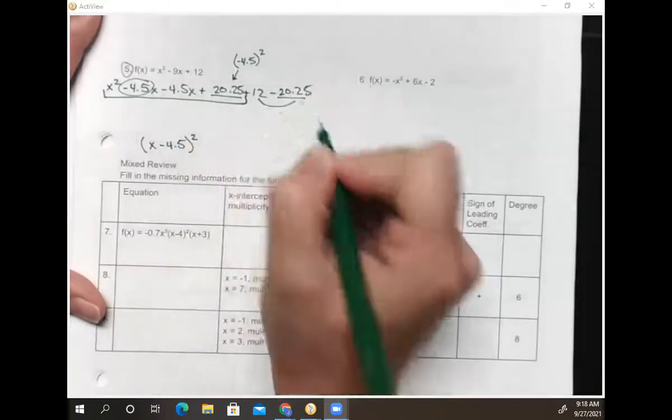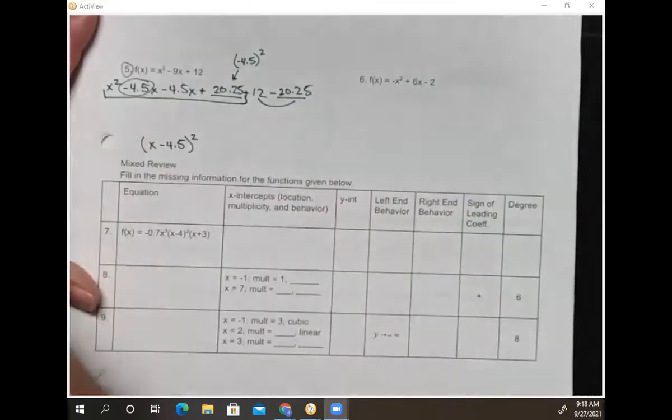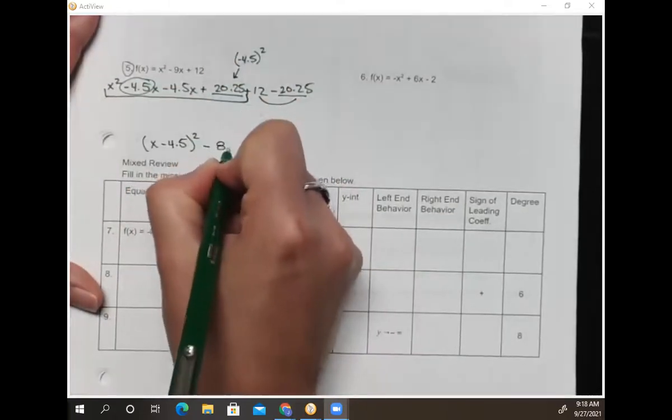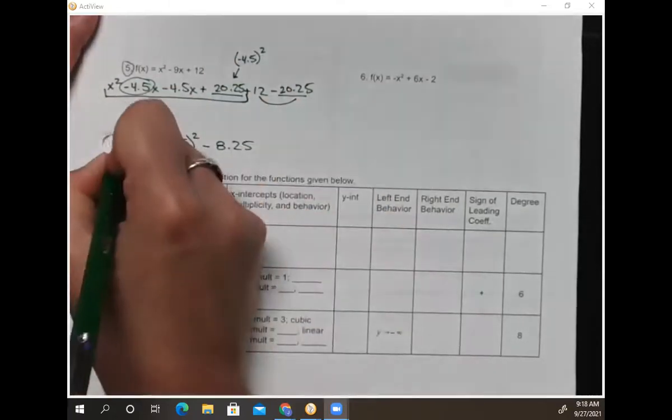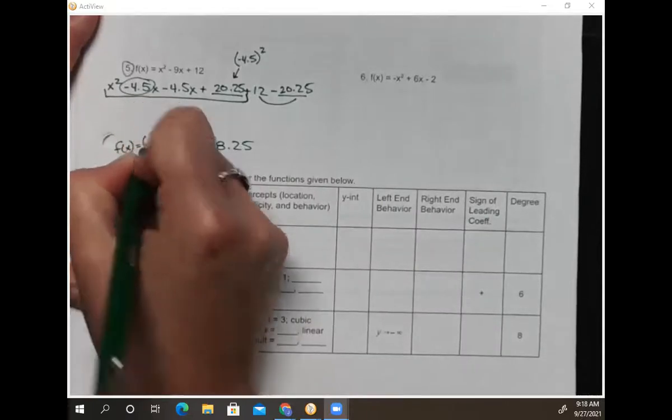And then combine your like terms at the end. So negative 20.25 plus 12 would give us negative 8.25. And there's my vertex form.